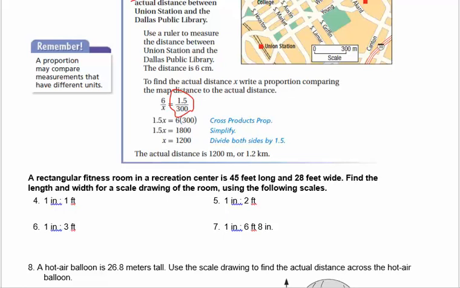In this one, the real building is 45 feet long, 28 feet wide, and they want us to find a scale drawing using these scales. They want us to find the length and width of a scale drawing.